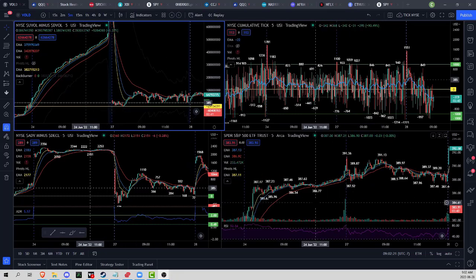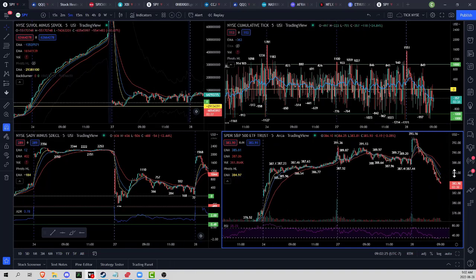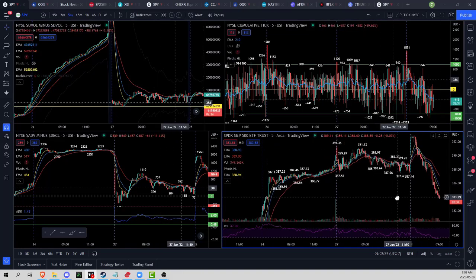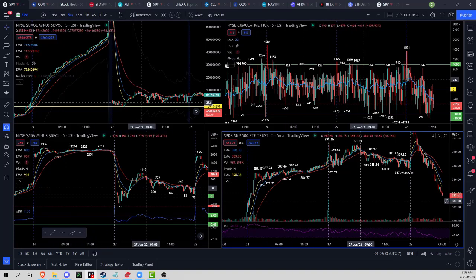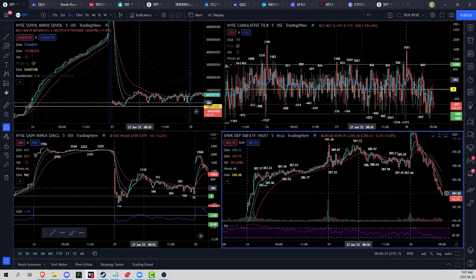I'm going to zoom out just a little bit so you can see exactly what the strong versus weak day looks like. So here we go. Over here we have June 24th, and then we've got June 27th. So a Friday and then a Monday. First I want to start with our SPY price.